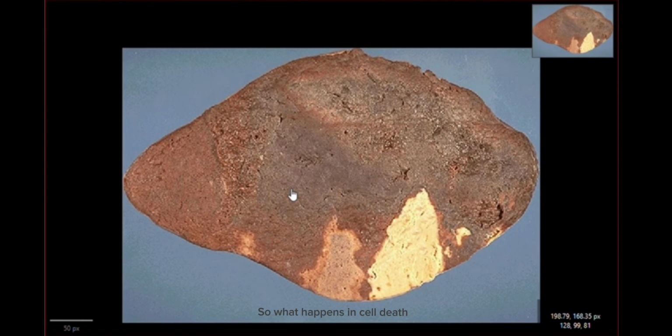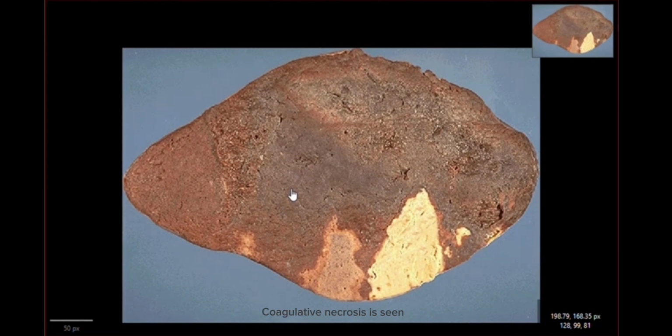So what happens in cell death when we talk about the morphology of it? In necrosis, there are different categories depending on the type of organ it is affecting. So we will try to cover all those types of necrosis with a few pictures for each category. The first one that I'm going to discuss is coagulative necrosis.